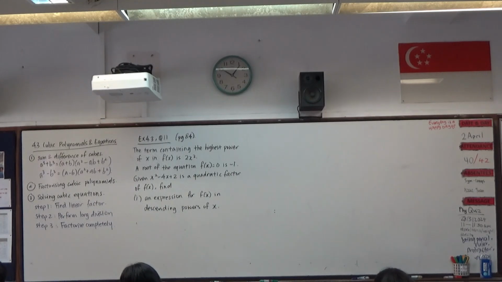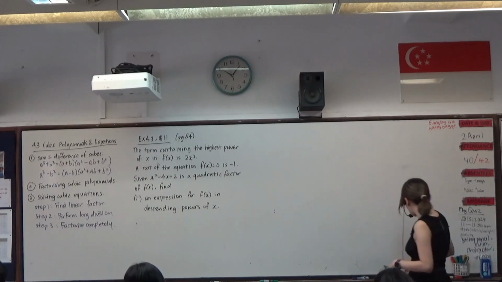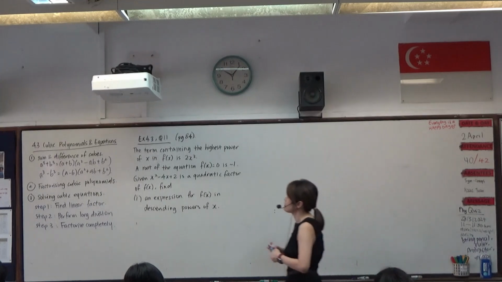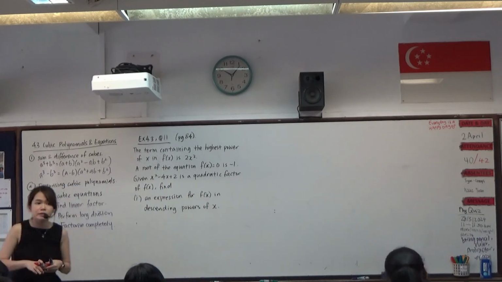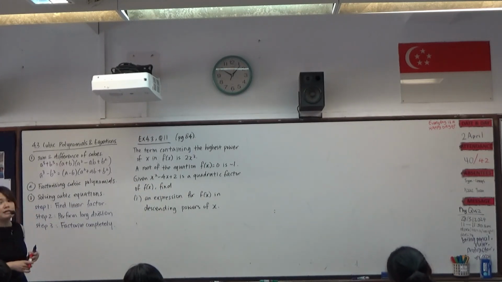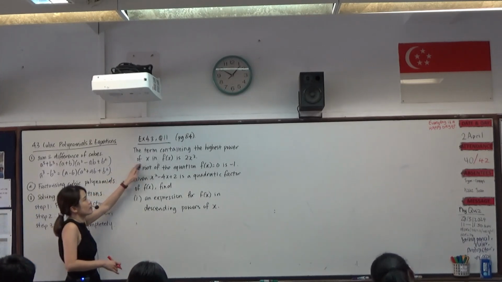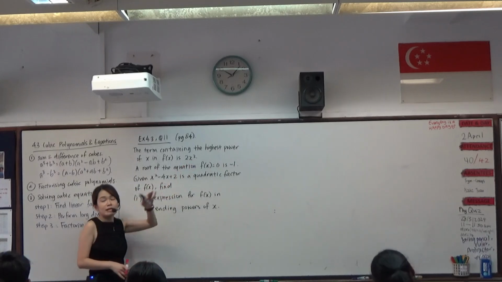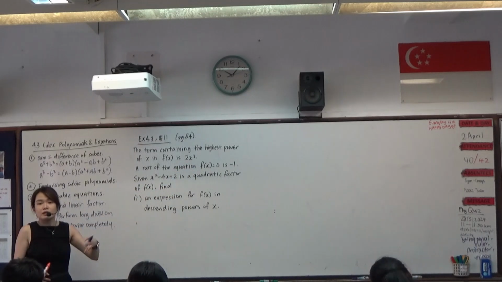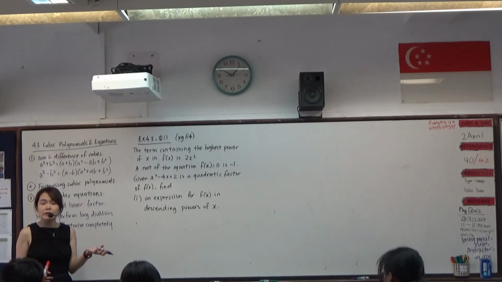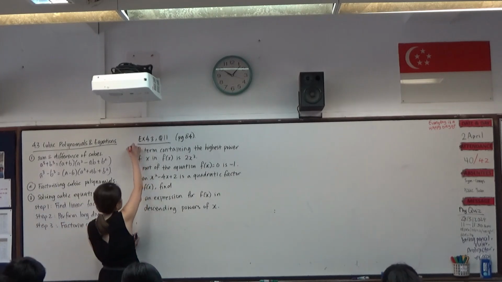Reconstructing the polynomial that we want. Whenever given a question, we need to be able to break it down and identify the important information. There are three important pieces of information here. Firstly, the term containing the highest power of x in f(x) is 2x cubed. What this means is that f(x) is going to be a degree 3 polynomial, a cubic polynomial. So this is our first info.